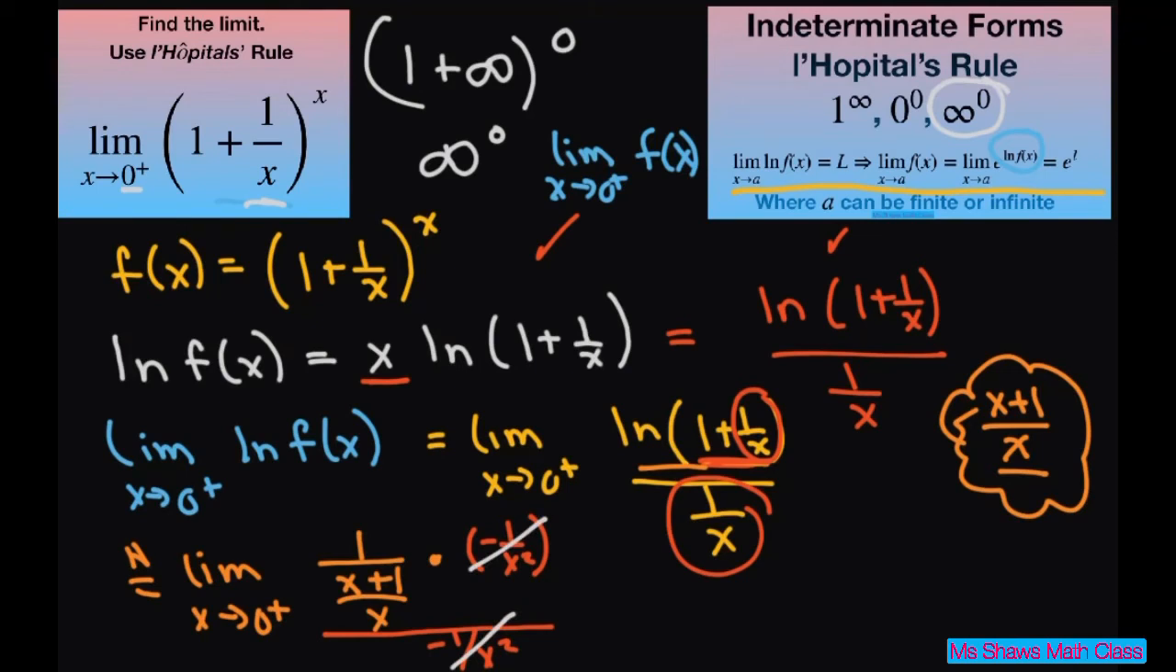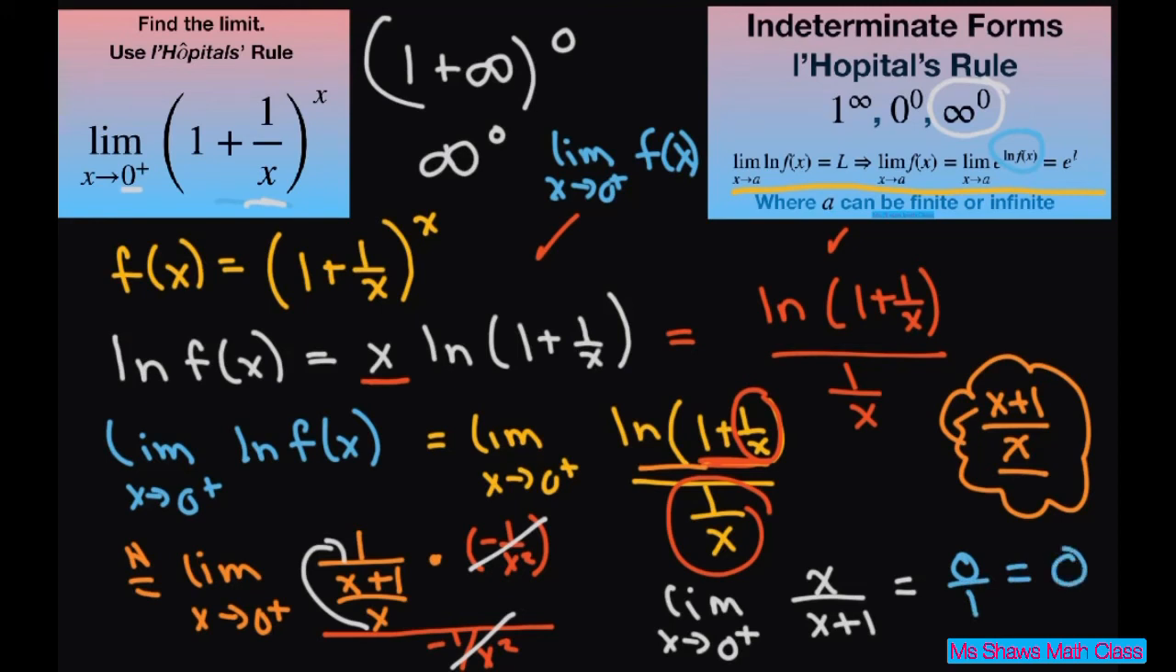And we're going to have the limit as x approaches 0 from the right. And I'm going to flip this x up here. We're going to have x divided by x + 1. So let's apply the limit. You plug in 0, we're going to get 0 divided by 1, which equals 0. So that's what the limit of ln of f of x is. So this here equals 0.